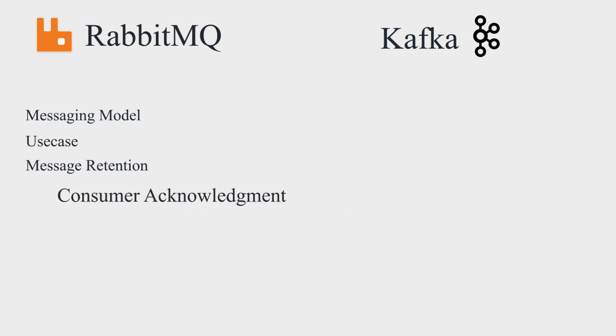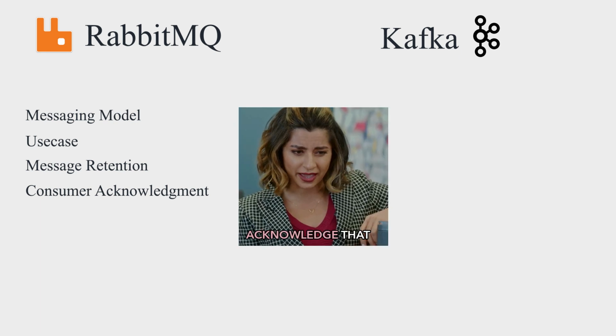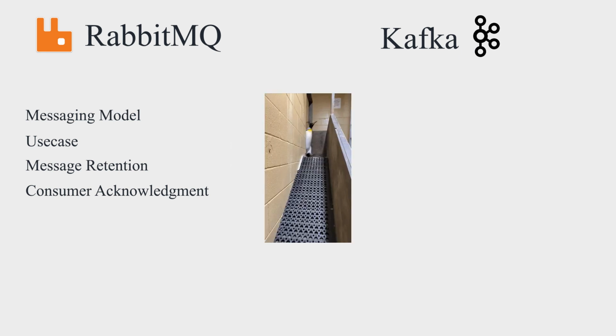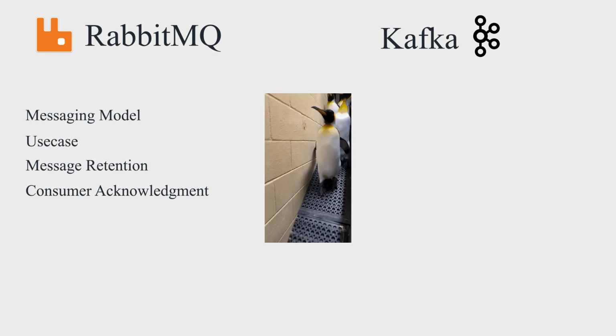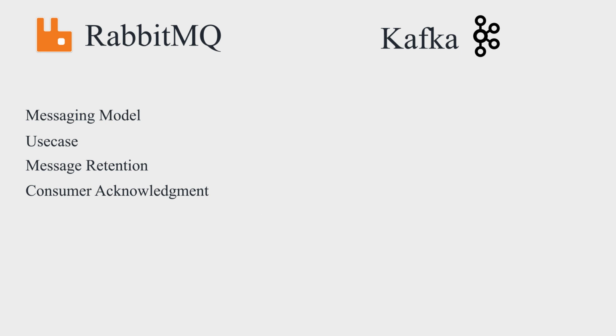Number 4. Consumer acknowledgement. RabbitMQ supports different acknowledgement modes. In simple terms, smart broker, dumb consumer. But Kafka uses offset commits, crucial for message ordering and delivery semantics. In simple terms, dumb broker, smart consumer.